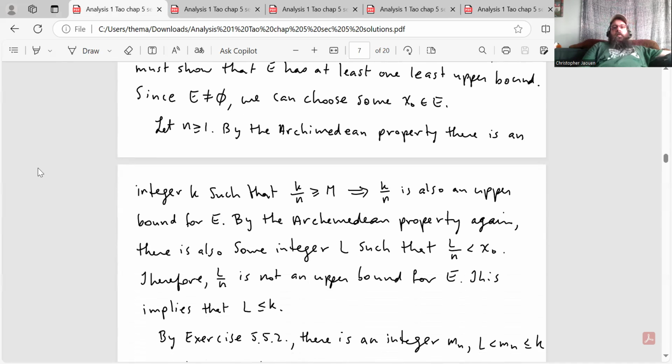Let n be greater than or equal to 1. Then by the Archimedean property, there is an integer k such that k over n is greater than or equal to m, which implies that k over n is also an upper bound for E. By the Archimedean property again, there is also some integer L such that L over n is less than x0. Therefore, L over n is not an upper bound for E, and this implies that L is less than or equal to k.